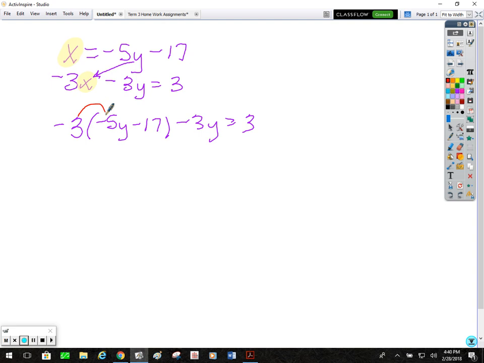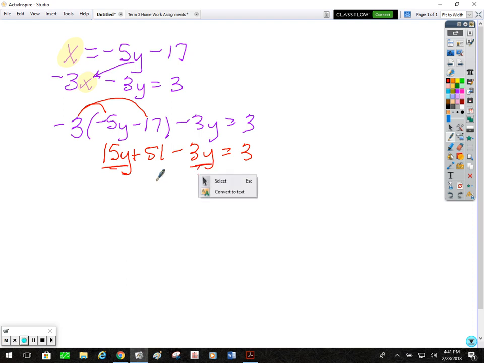Now we can distribute here, and we can distribute here. So what I have is negative 3 times negative 5 is a positive 15y, and a negative 3 times a negative 17 is a positive 51, minus 3y equals positive 3. Well, now I can do some combining. Here's two like terms. So 15y minus 3y is 12y. I haven't done anything to the 51, and I haven't done anything to this 3. So we got a little work left to do. We're not quite there yet.